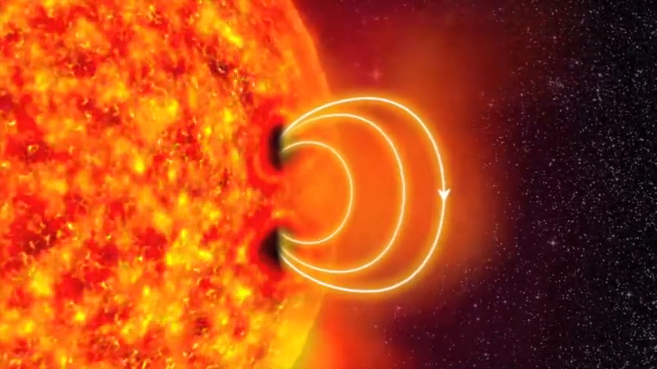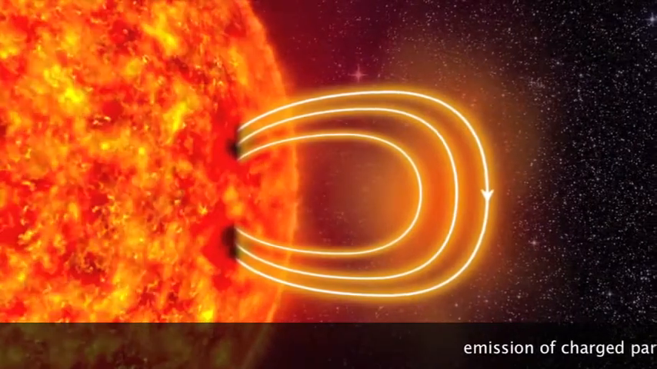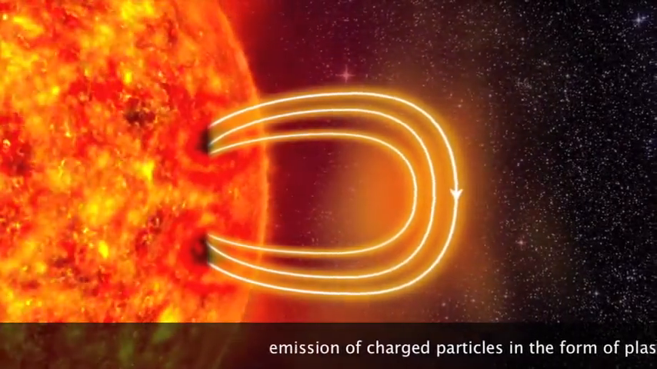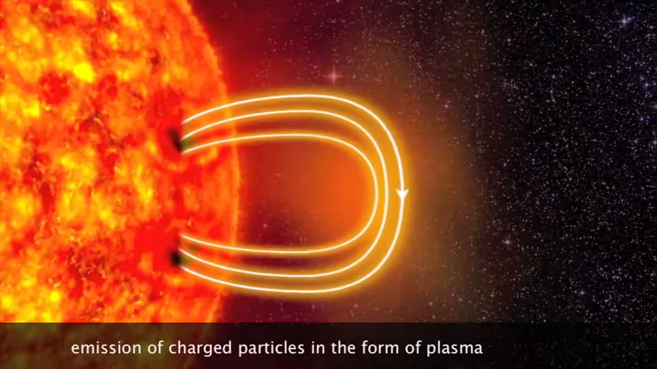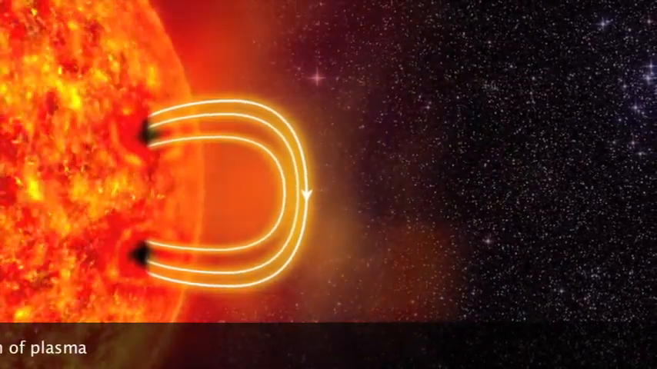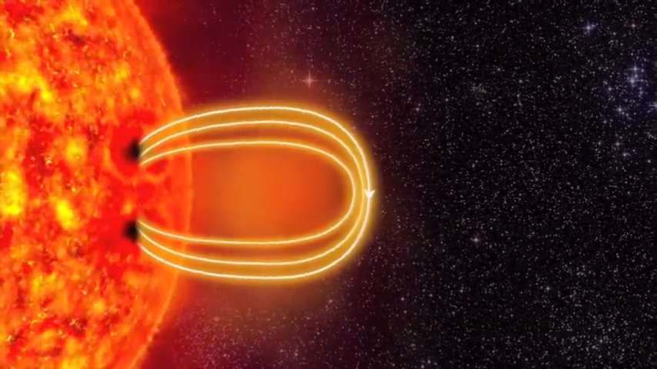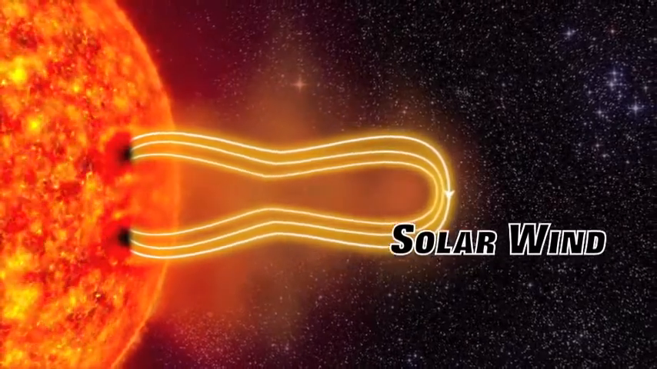Some of the byproducts that result from these reactions are the emission of charged particles in the form of plasma. When the sun rotates, free electrons and protons leave the sun's atmosphere and escape through holes in the magnetic field, and they make up the solar wind.